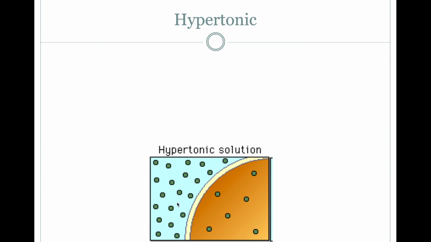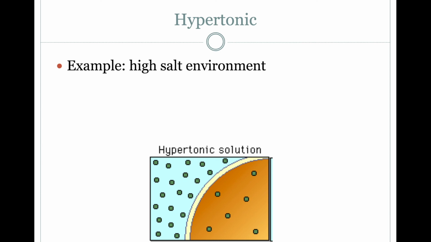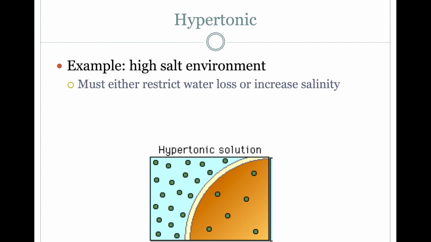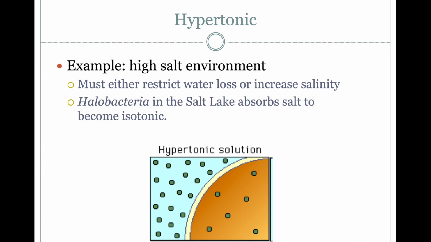Hypertonic solutions are the opposite. Hyper means over. In this case, there are more solutes outside the cell than inside the cell, and water will move towards the higher solute concentration, so will leave the cell in order to create isotonicity. An example of this would be a high salt environment. Organisms that are adapted to live in these environments must either restrict water loss or must increase their own internal salinity, so make themselves saltier.